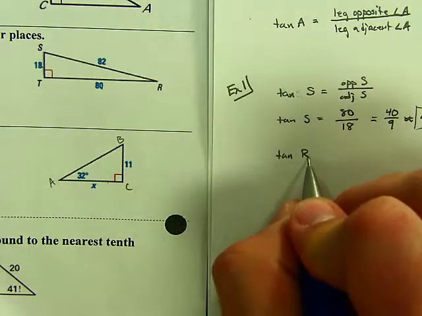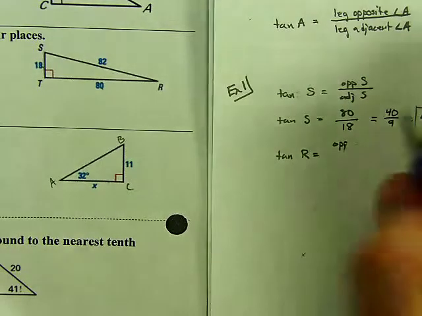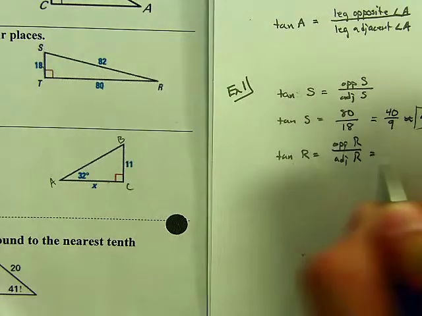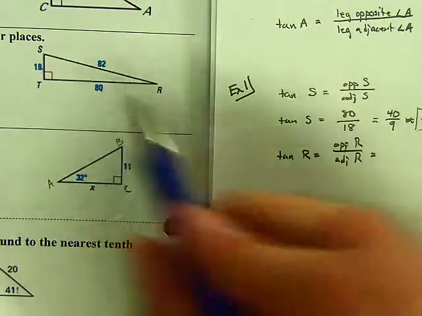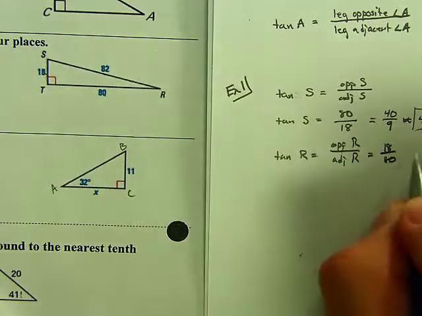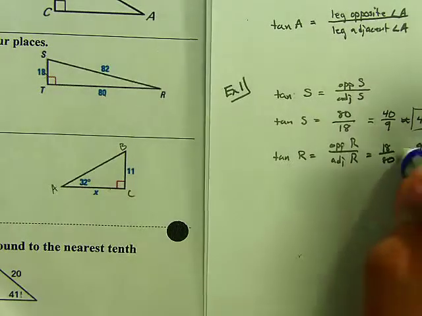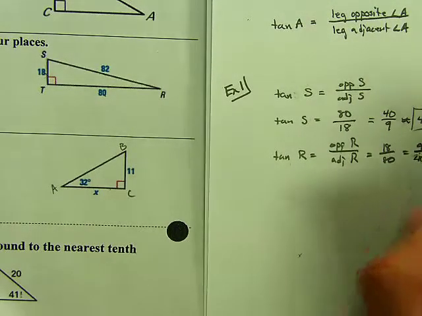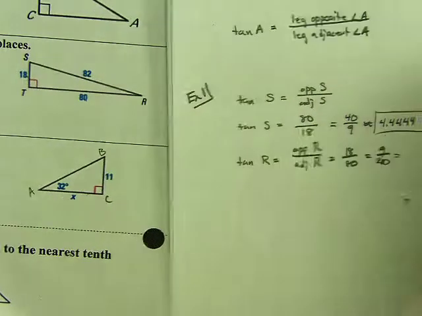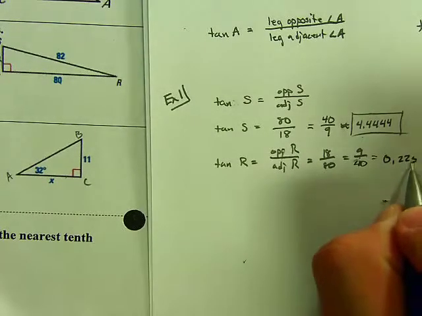Tangent of R equals opposite R over adjacent R. So opposite R is 18. Adjacent to R, next to it, is 80. Again, we can reduce this to 9 over 40. And this equals 9 divided by 40, 0.2250.